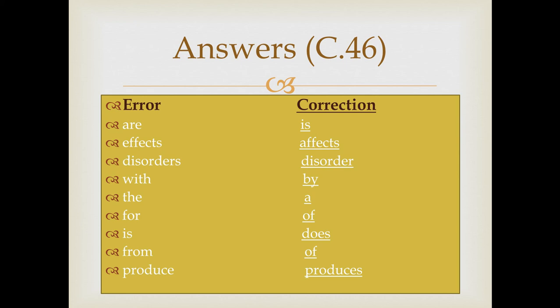If one has the defective gene, the other produces. So "produce" is the incorrect word and we are going to replace it with "produces". The other produces enough clotting factor. Right? So now we have supplied the correct words to the passage.